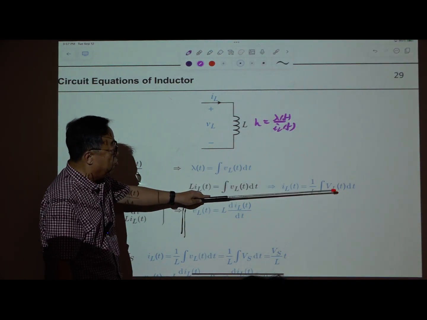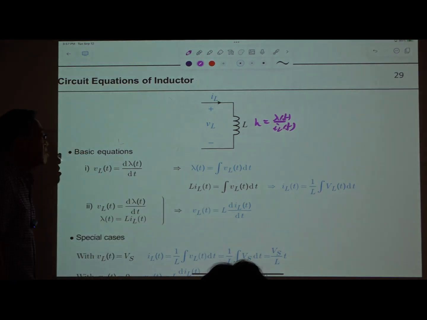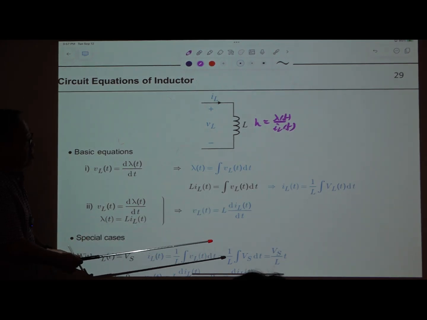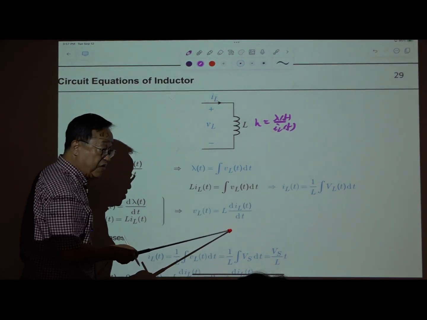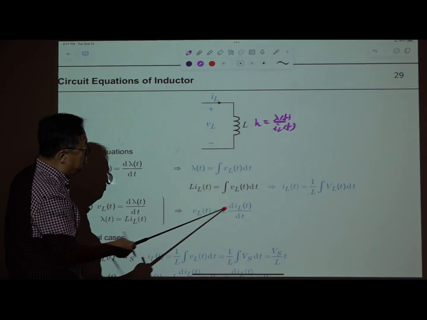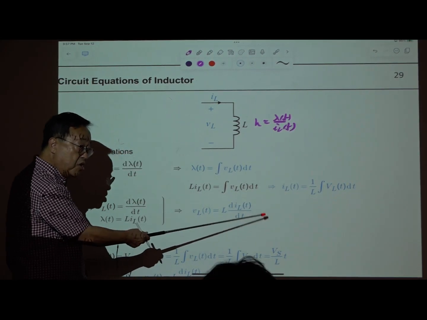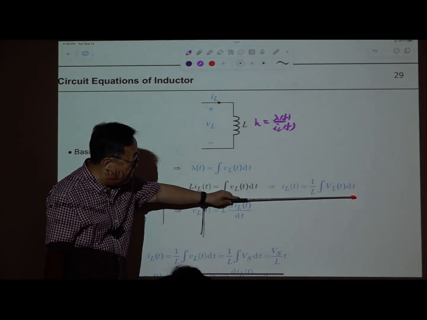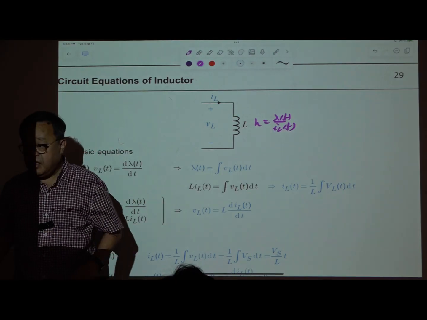So you know this, right? That's one equation. This is another equation. If you differentiate this, you will get this, and if you integrate this, you will get this. They are the same equation. This is the basic equation, Faraday's law, and this is the definition of inductance. Then put this in, and you will have this. There is only one equation: if you have an inductor, you have only this one, the same as this one.